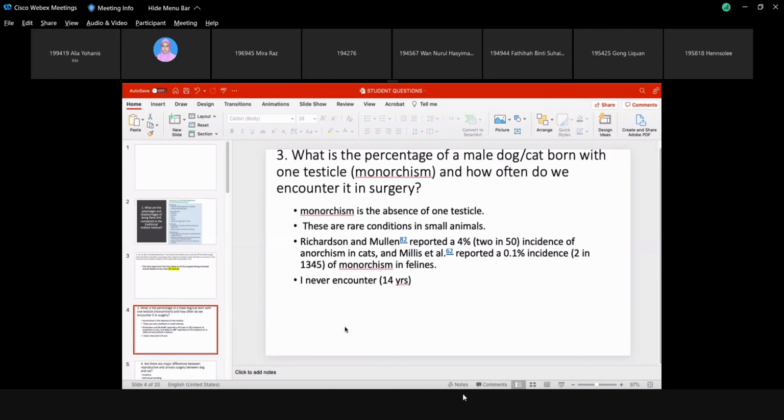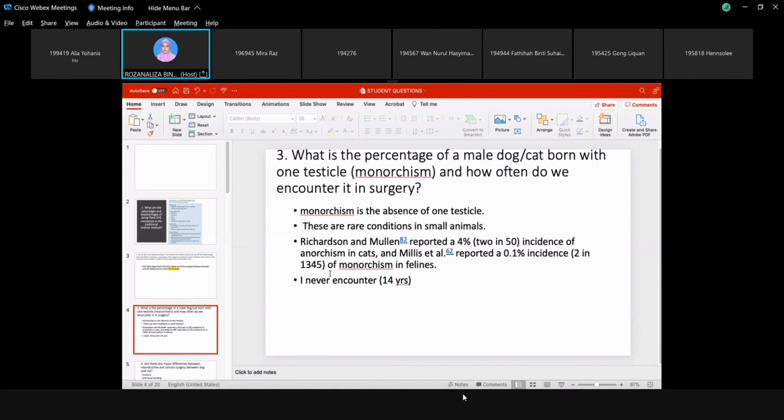The third question: what is the percentage of male dogs or cats born with one testicle, monorchism, and how often do we encounter it in surgery? Dear students, monorchism is the absence of one testicle, meaning that the cat or dog has only one testicle. Monorchism is totally different from cryptorchidism. Everyone clear? Please remember this. Monorchism is absence of a testicle. Cryptorchidism is a retained testicle.